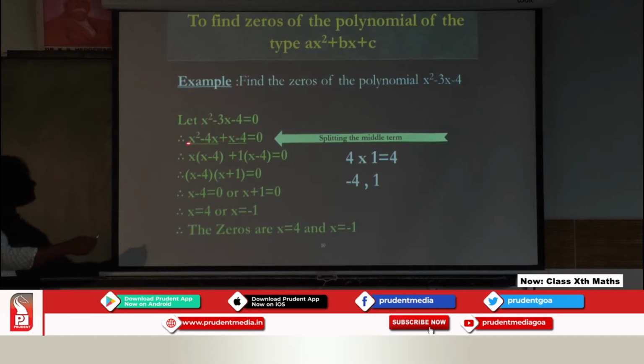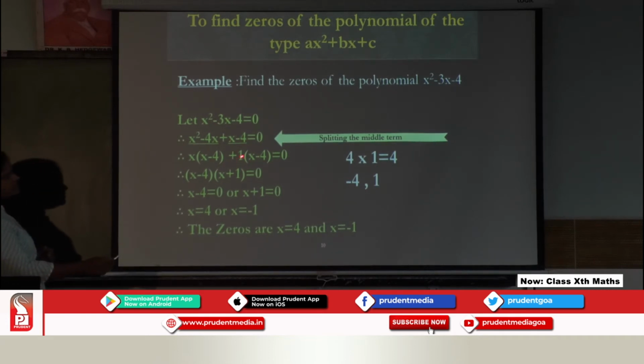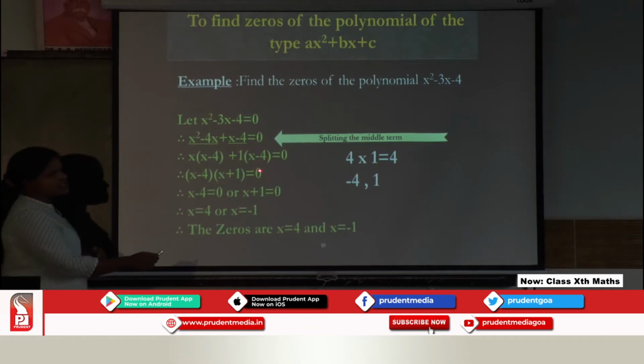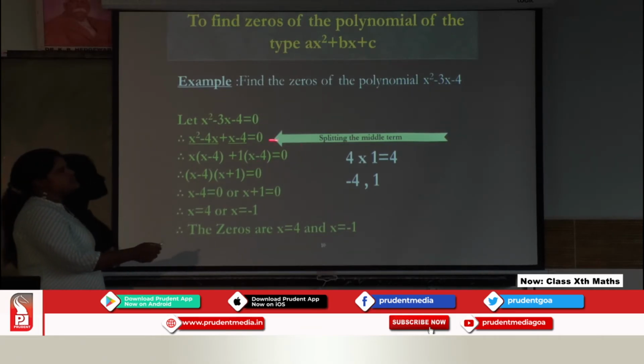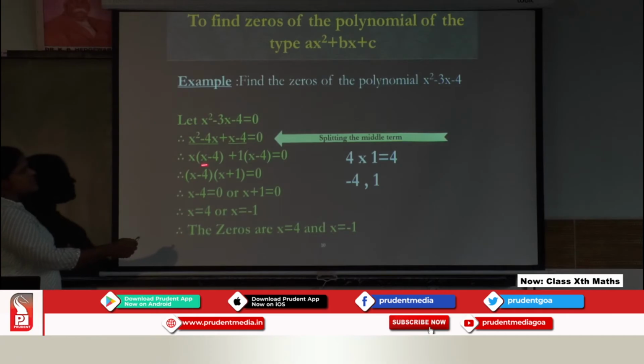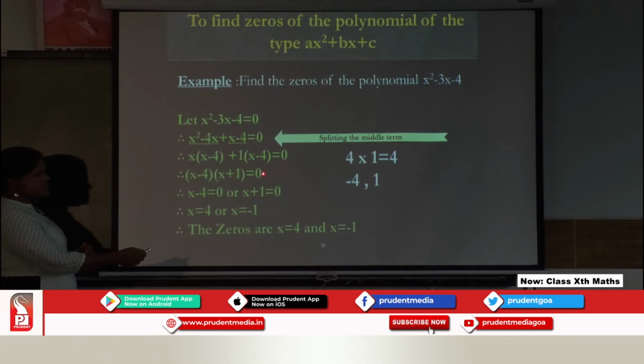So now group them. So in the first group, x is common, take it out. What remains is x minus 4. Since x is taken out, x into x is x square, x into minus 4 is minus 4x. Here only 1 is common, so take out 1 with the positive sign. Again you have x minus 4 in the bracket, equal to 0. Now if you see in this step, x minus 4 is a common bracket, pull it out. What is left? x plus 1 is equal to 0.